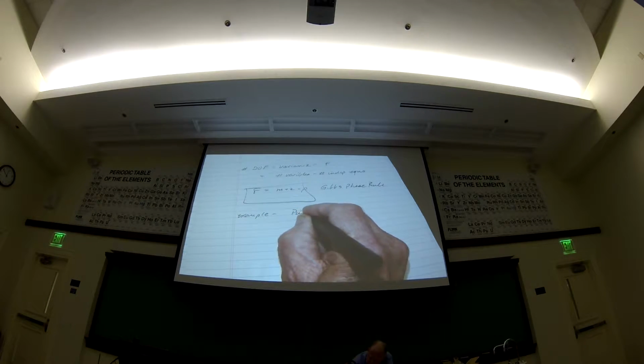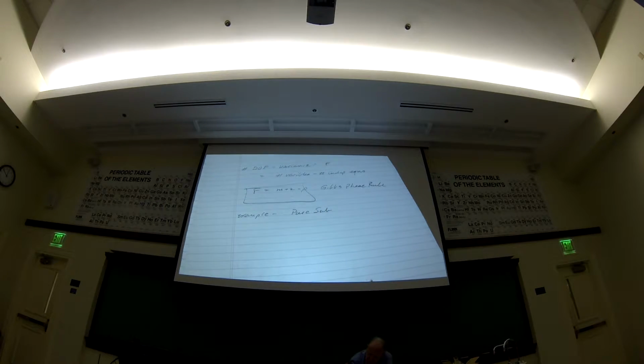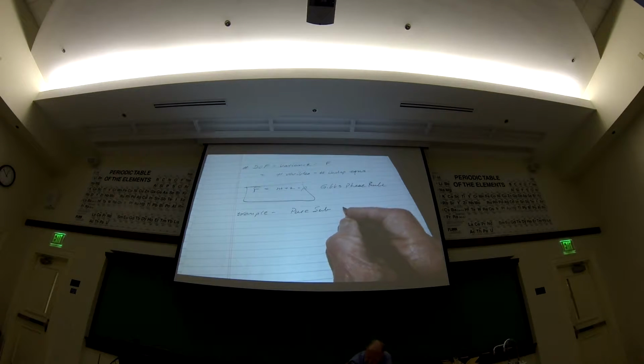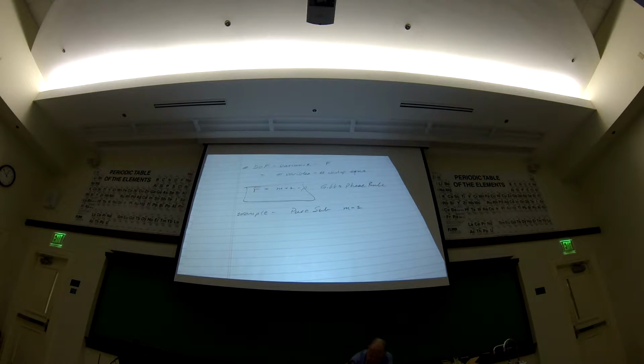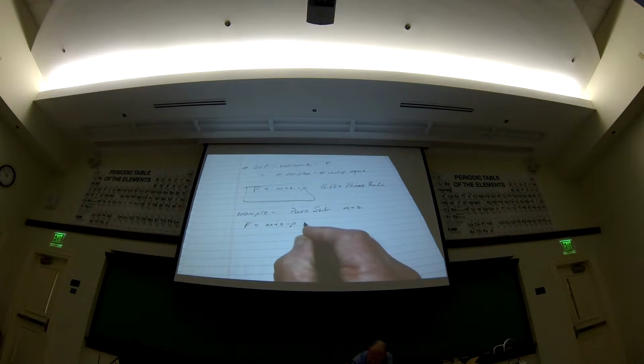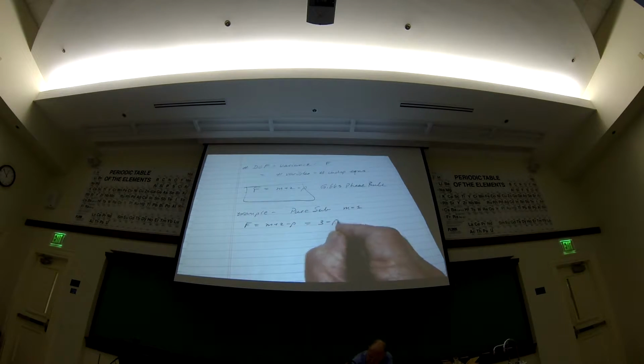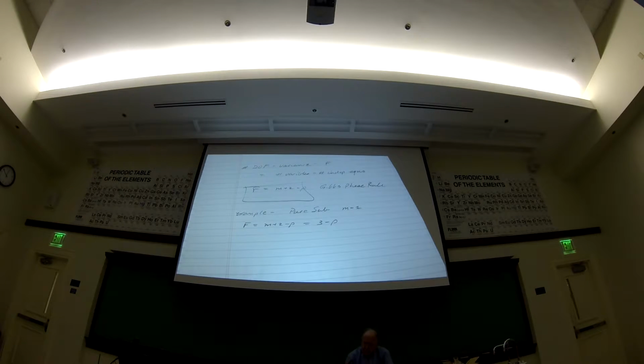Pure substance. Simplest system. Pure substance has m equal 1. The variance is m plus 2 minus rho, which is equal to 3 minus rho. So how many phases could you possibly have in equilibrium for one pure substance? You could not have more than 3. If you had more than 3, it would give a negative variance.